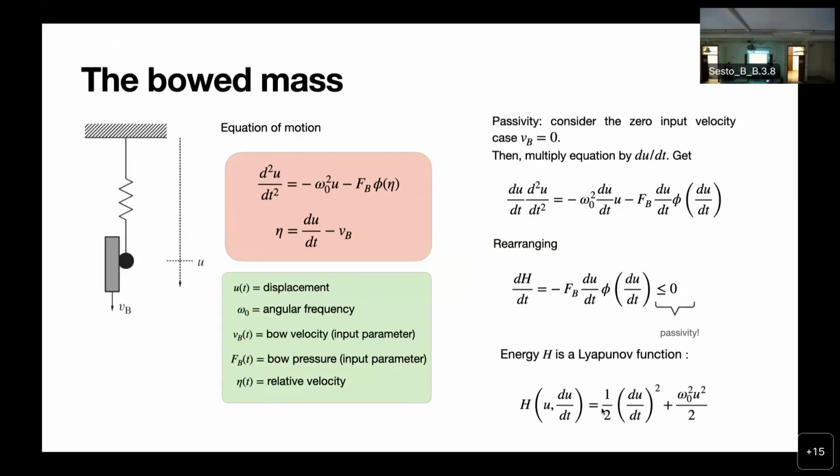So the energy is just the sum of the kinetic part plus the potential part, which is the energy of the harmonic oscillator. And the time derivative of the energy, you see, is negative Fv times the u dt times phi of the u dt. And this is necessarily negative because of the sector-bounded property of phi that we saw a couple of slides ago. So we say that this system is passive, meaning that the bow is dissipating energy. And that's a very important property that we will have to replicate in the discrete time case. So bear that in mind.